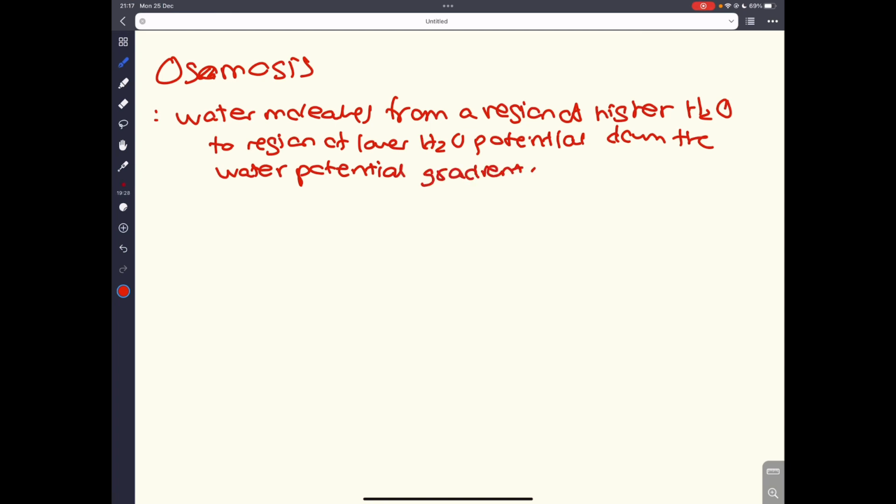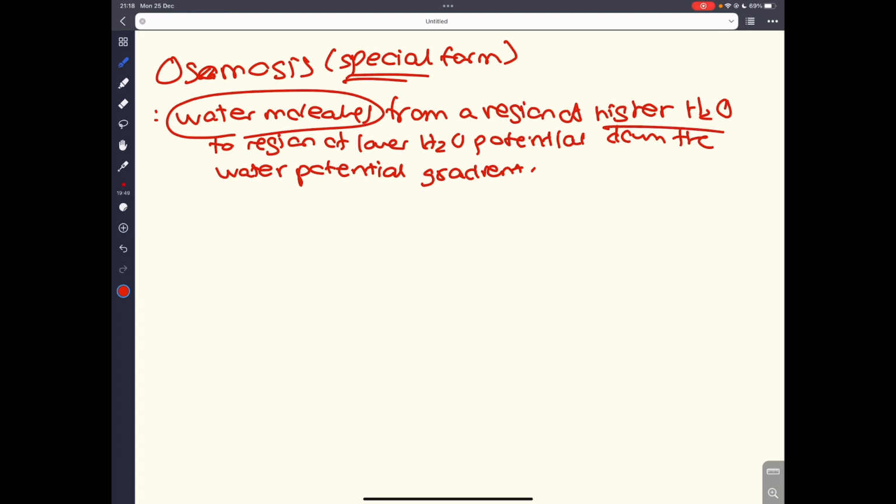Notice that osmosis is basically a special form of diffusion. It is also a passive way of moving substances. Special form as in water molecules: osmosis only occurs with water molecules. It is the same as diffusion, from higher water potential to lower water potential, down the water potential gradient.